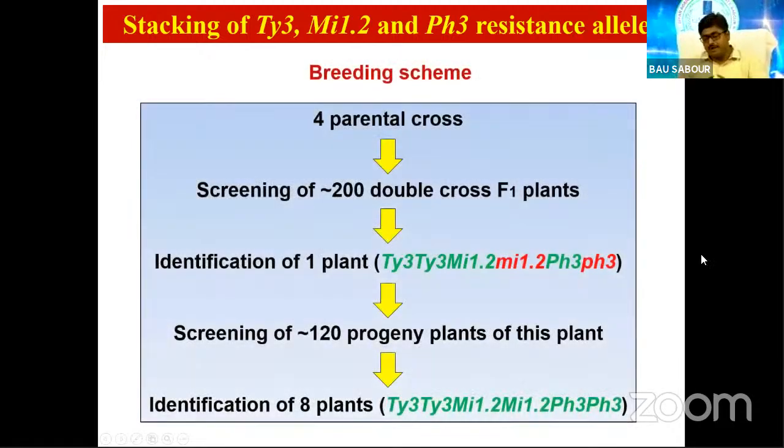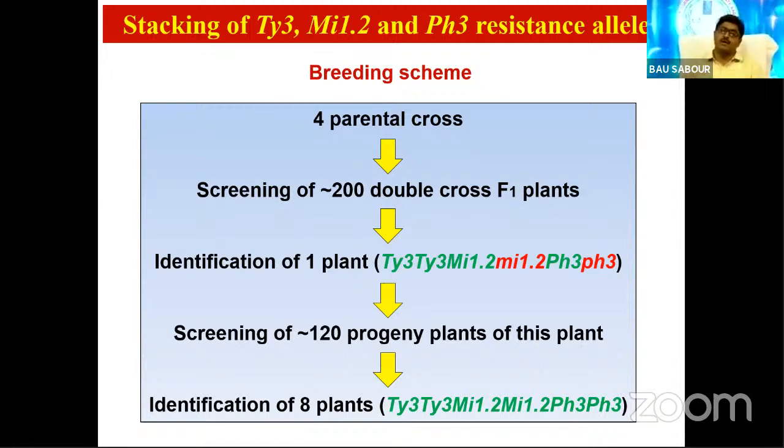So we first developed a breeding scheme using 4 parents which have these 3 disease resistance alleles, that is Ty3, Mi1.2 and Ph3. Definitely there was no single parent which contained all the 3 genes, but in some of the parents we got Ty3, in another one Mi1.2, and in another one Ph3. So we went for a 4 parental cross.